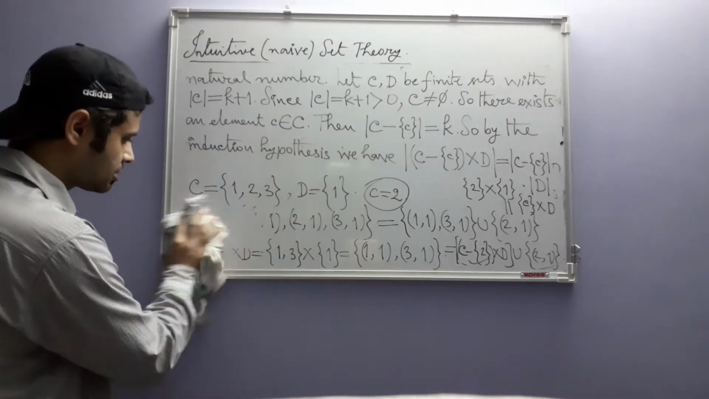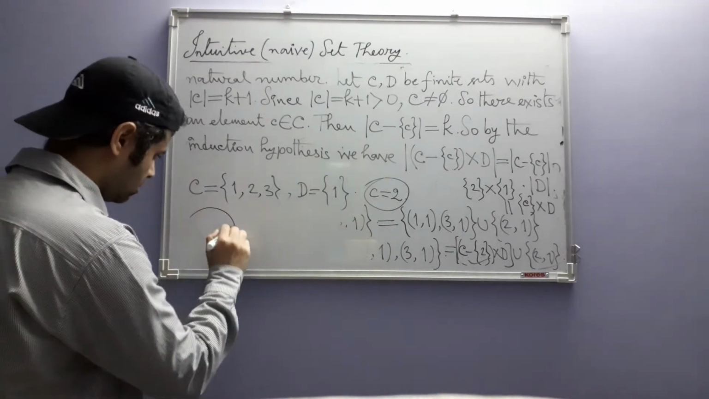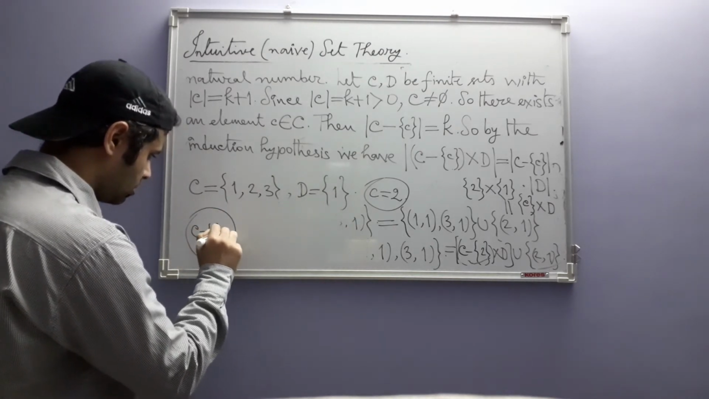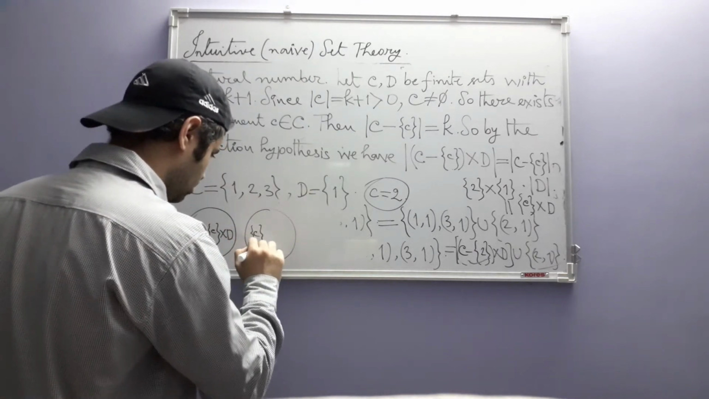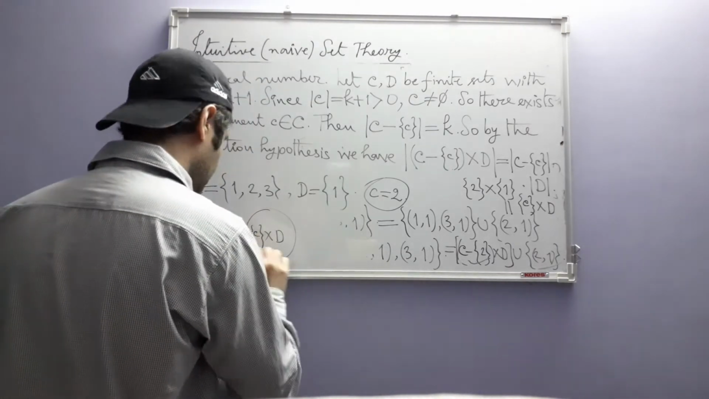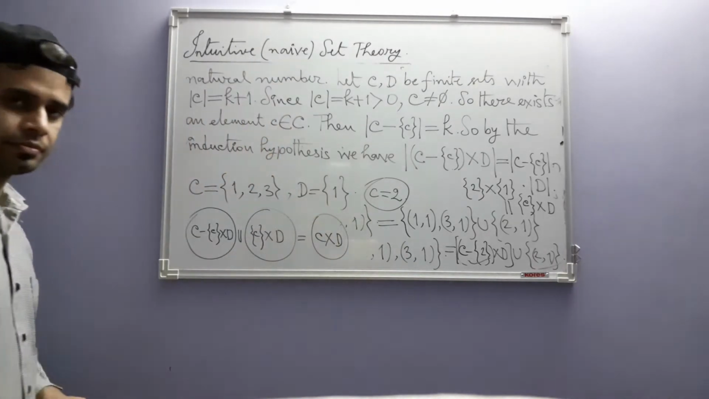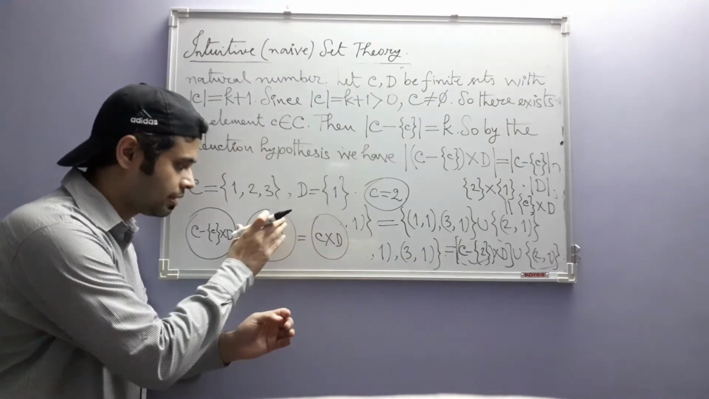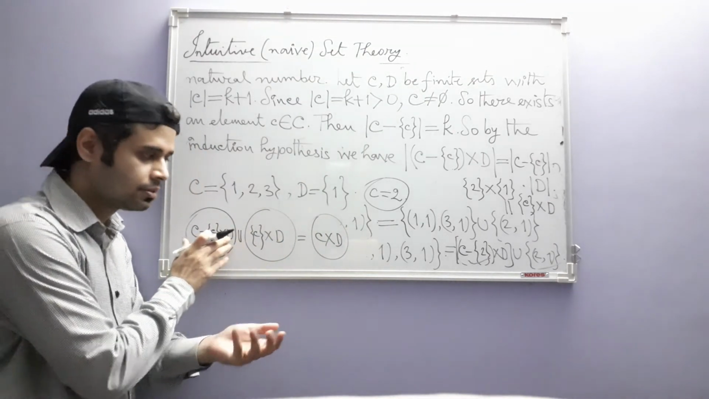So can you see this? The situation is like this. This is my (C minus {c}) cross D, and this is my {c} cross D. They are disjoint, and their union is equal to C cross D. So the number of elements here will be equal to the number of elements here plus the number of elements here, right?